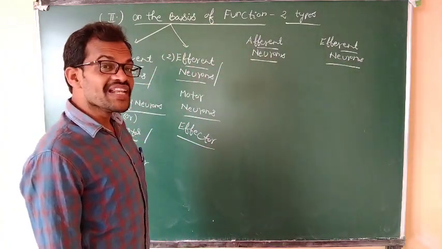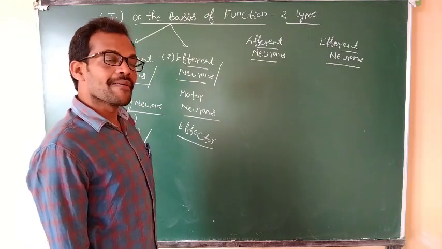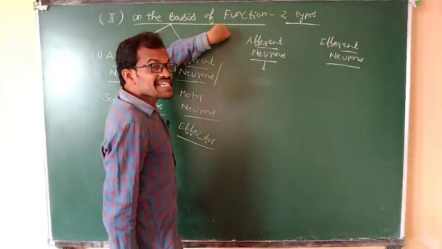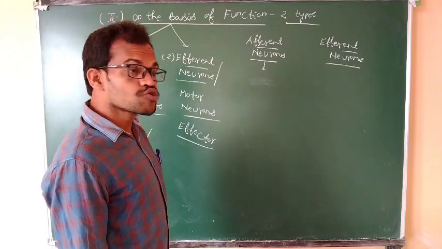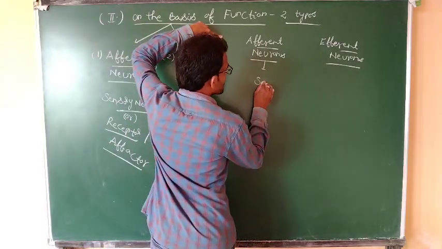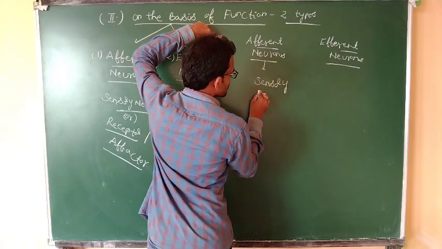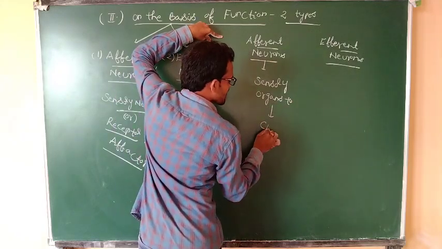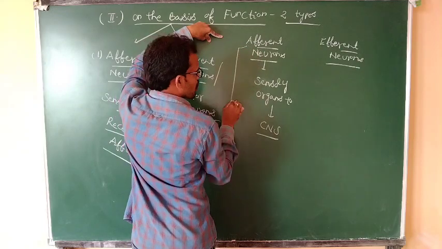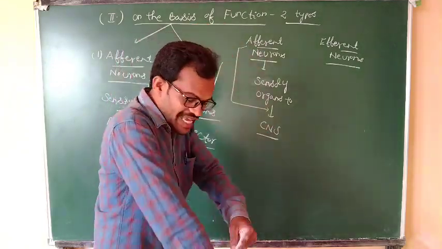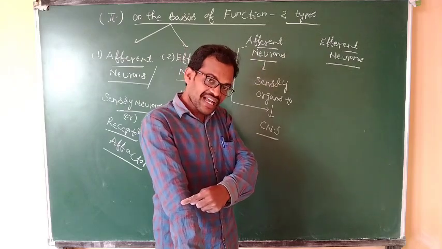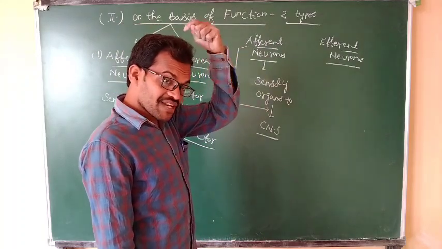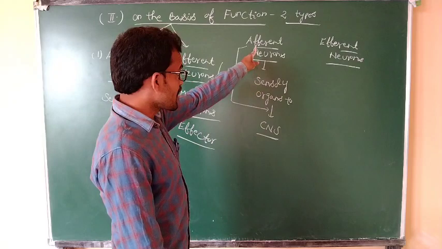Afferent neurons transmit the impulse, the message, from the sensory organs to the central nervous system, as well as the brain and spinal cord. That is the example for the afferent neurons.